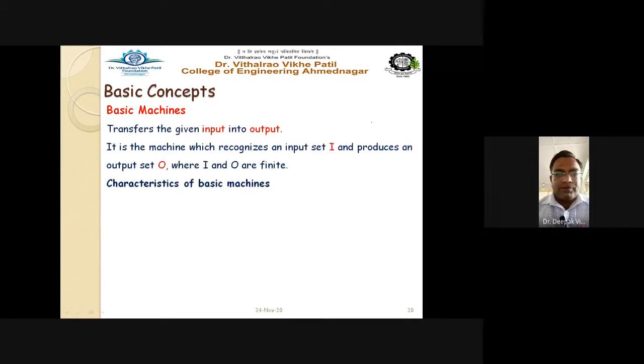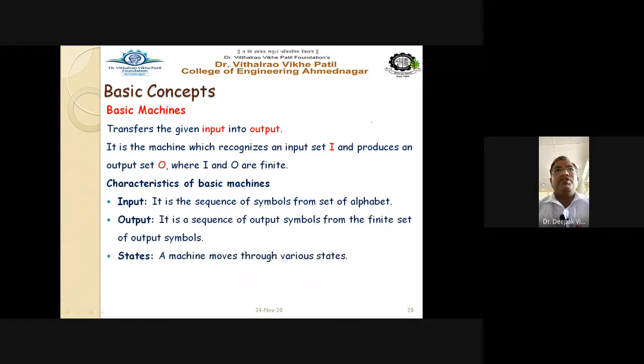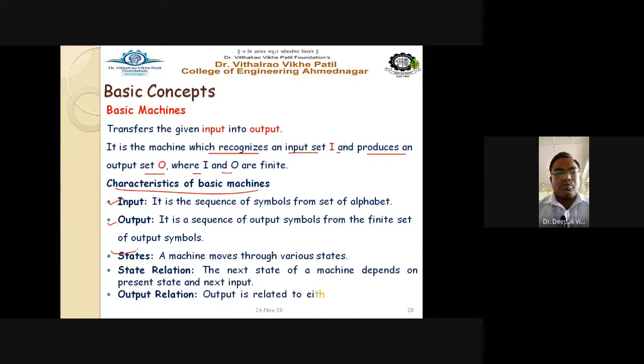So the next part we have to discuss in today's lecture is the basic machine. What exactly is the basic machine? What exactly is the concept? It transfers the given input to the output. It is the machine which recognizes an input set I and produces an output set O, where I and O are finite. The characteristics of a basic machine: it must have input, it must have output, it must have some states, some state relation, and it also has an output relation.